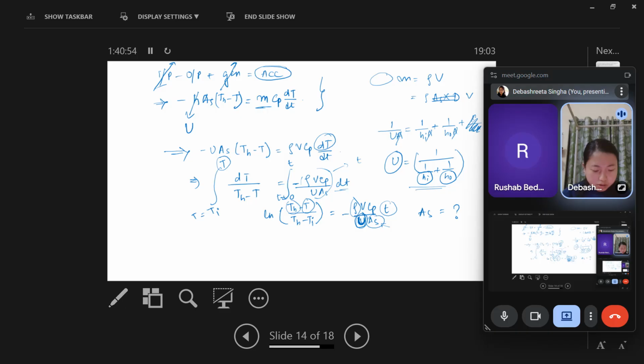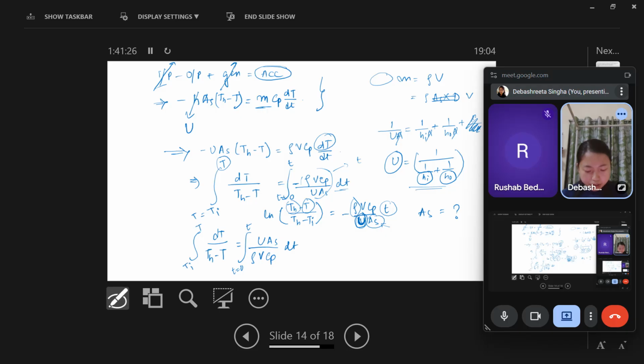This t, if you keep here, then it should be the opposite. dT by Th minus T equals UAs divided by rho V Cp into dt. So this should be the integration from t equal to 0 to small t equal to t. So at t equal to 0, it is Ti, final temperature is T. This is the right one.